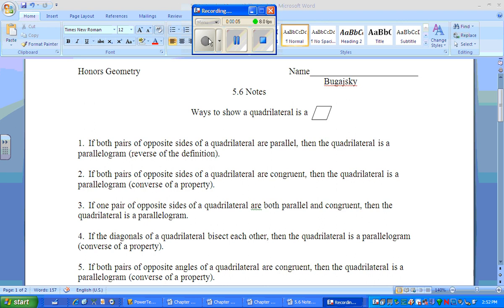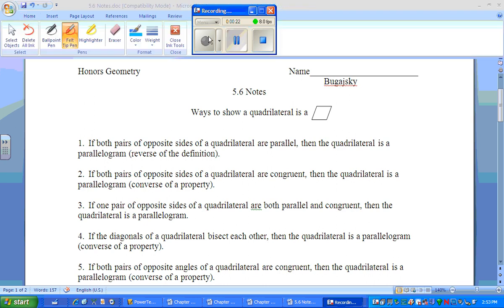Today is going to be lesson 5.6. I know Christmas is right around the corner, but we have a couple lessons left to go. So today we're going to focus on ways to show a quadrilateral is a parallelogram.